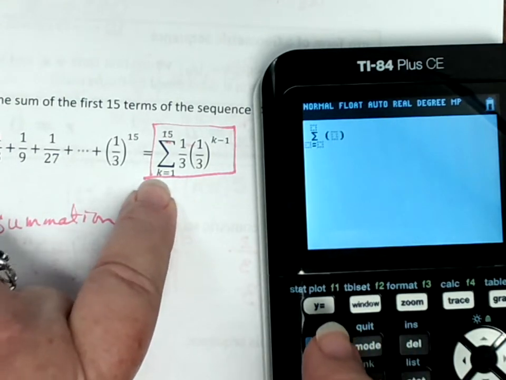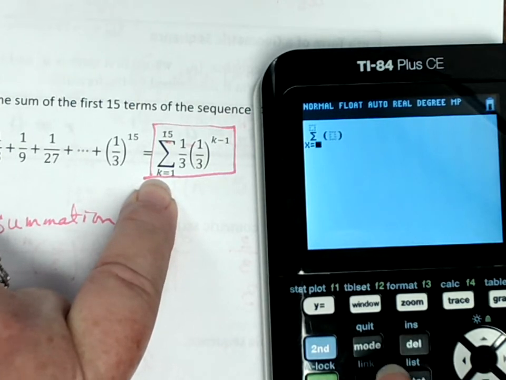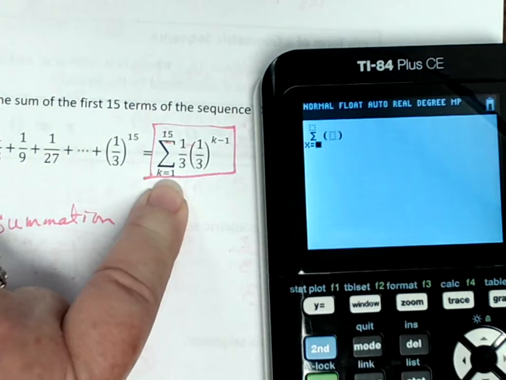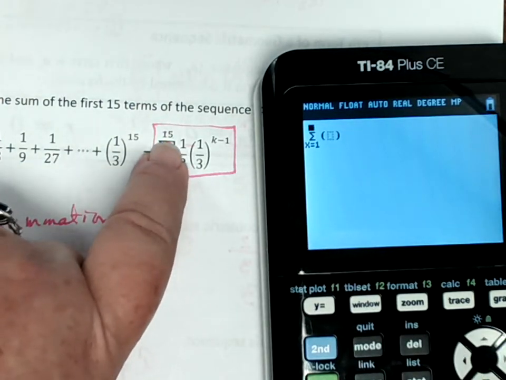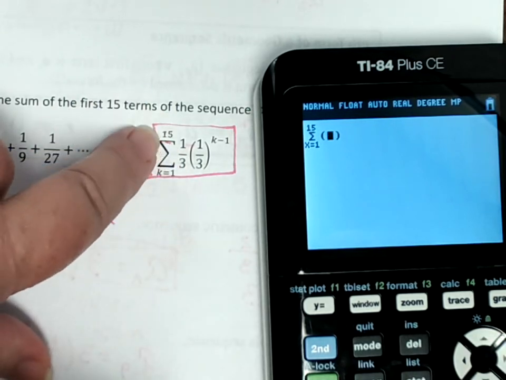Now, this is the letter K. I don't want to have to find the letter K, so I'm just going to put in X, and it jumps straight to the next blank. And I'm going to put in 1, and then I'm going to right arrow, and I'm going to put in 15 on top. Okay, so you can see the left side of that right there.